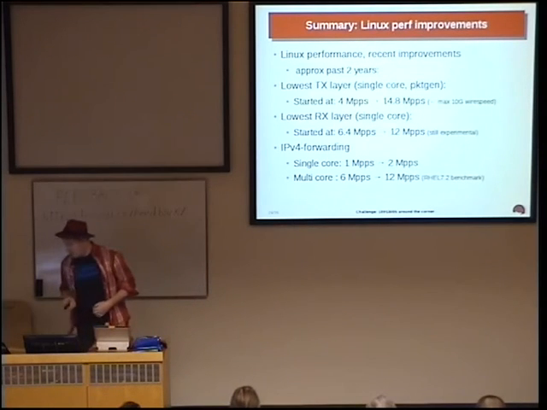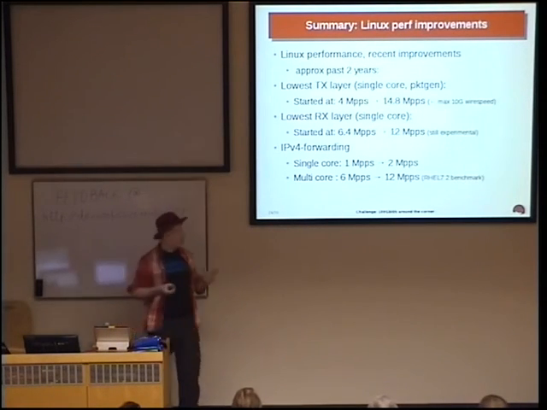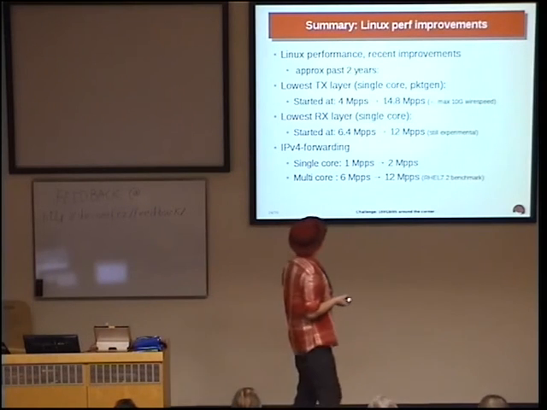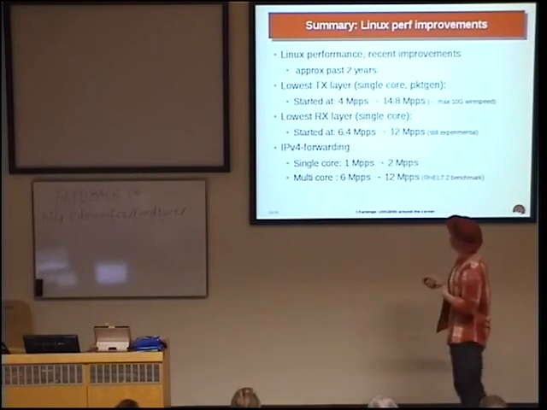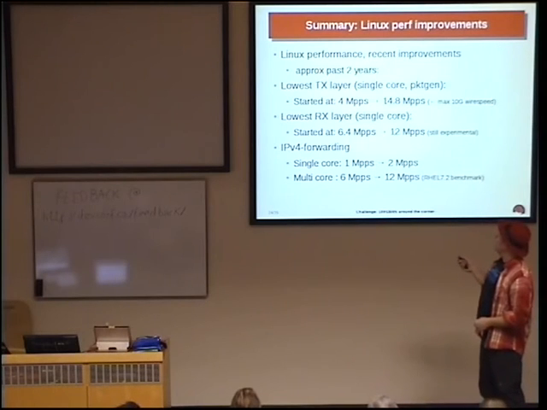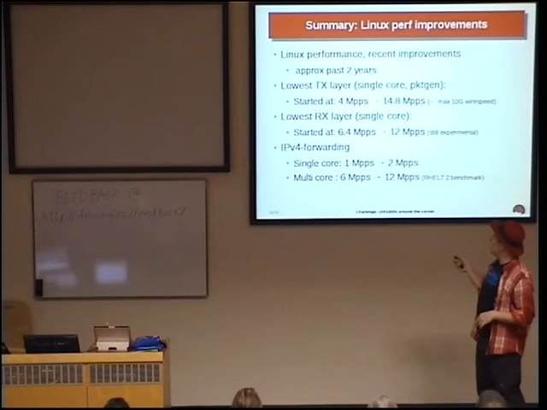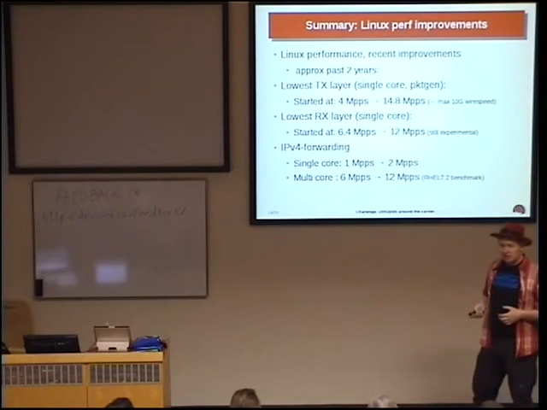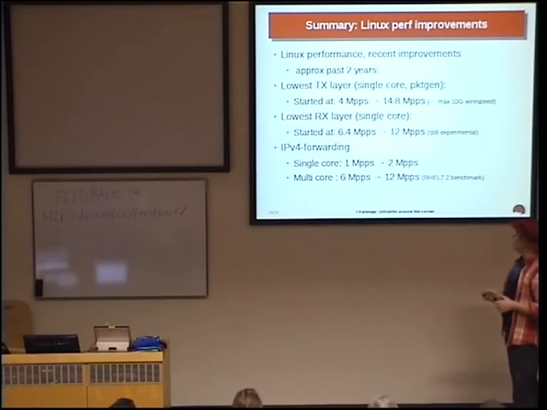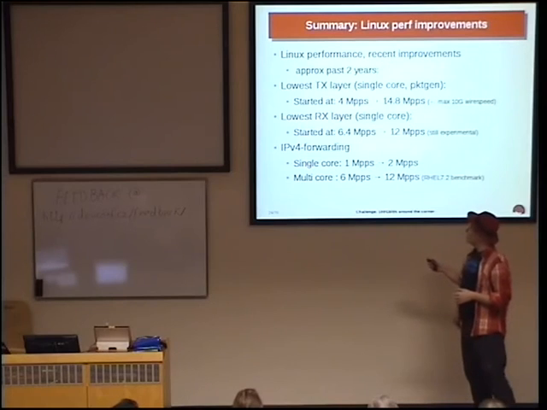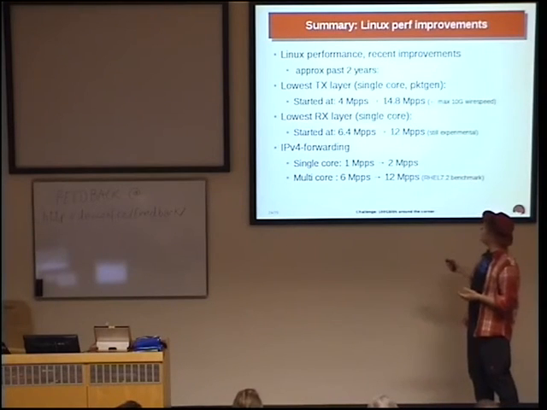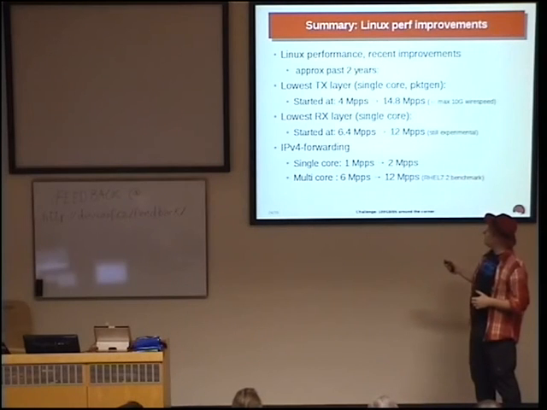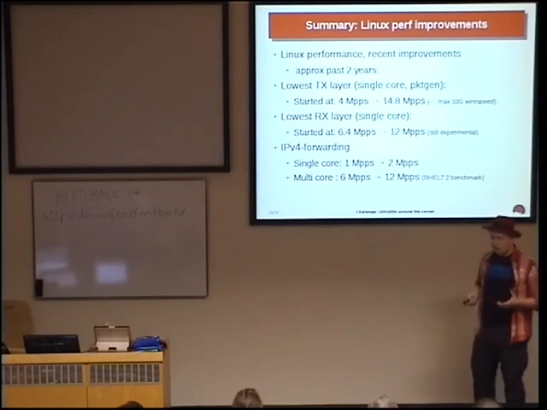So I only have 10 minutes left. But this is actually a good summary slide of what we've achieved over the past 2 years. For the lowest layer, I started at 4 million packets per second, as I talked about. And we can actually send full wire speed now with Linux. In the lowest receive layer, we still have some work to do. This is all a single core test. We started at 6 million packets per second, this is still a fairly experimental result, and now optimized it to 12 million packets per second.